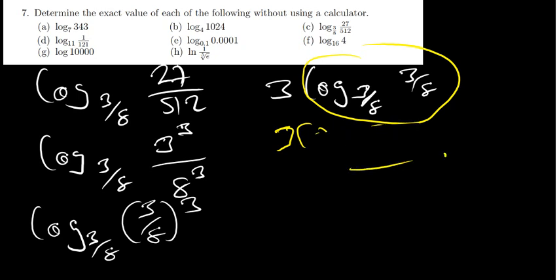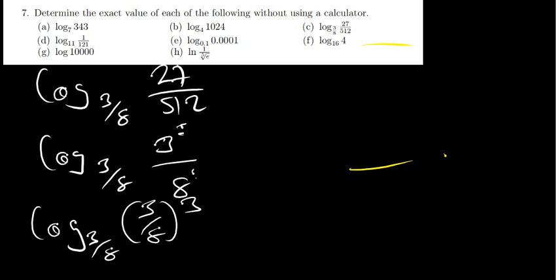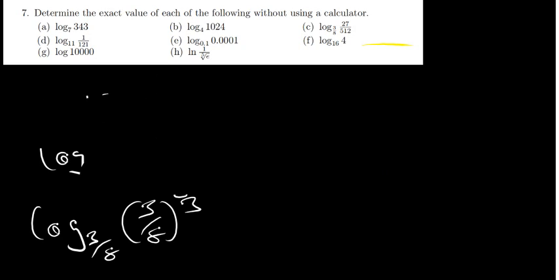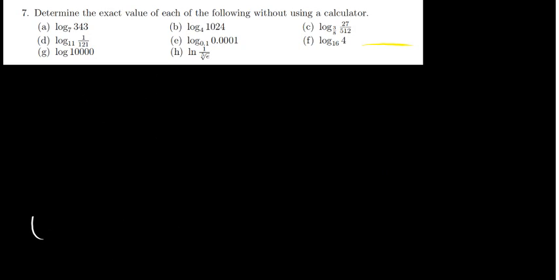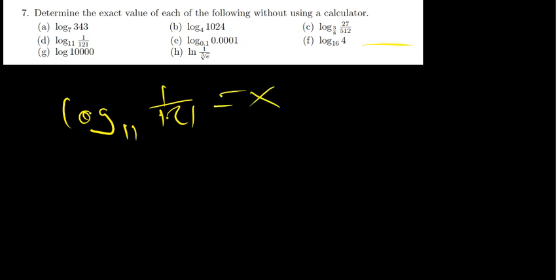Okay. So the answer in that case, part C, is 3. Let's go to part D. Part D, we have log base 11 of 1 over 121. If you want, we can equate it equal to x and find the value of x. That is the exact value if you want.